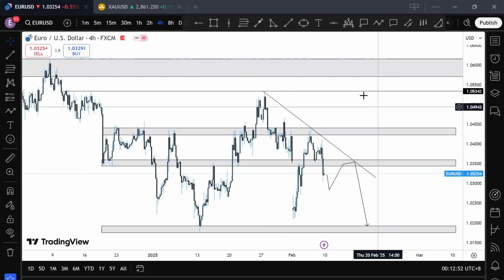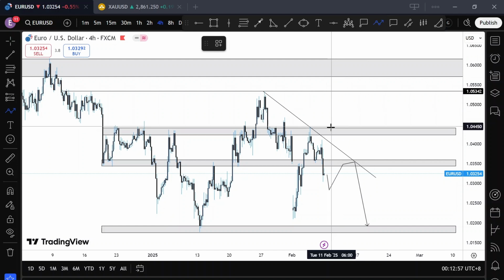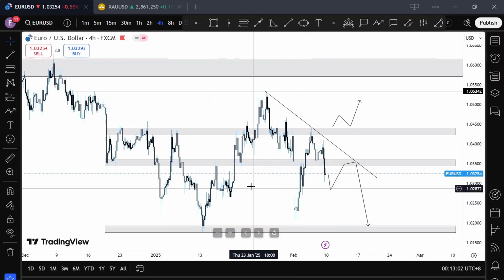Okay, the only reason I'll be looking for buys or buy setups is if price breaks above this region, and then we'll be looking out for buys. That's what I'm looking out for in euro USD.